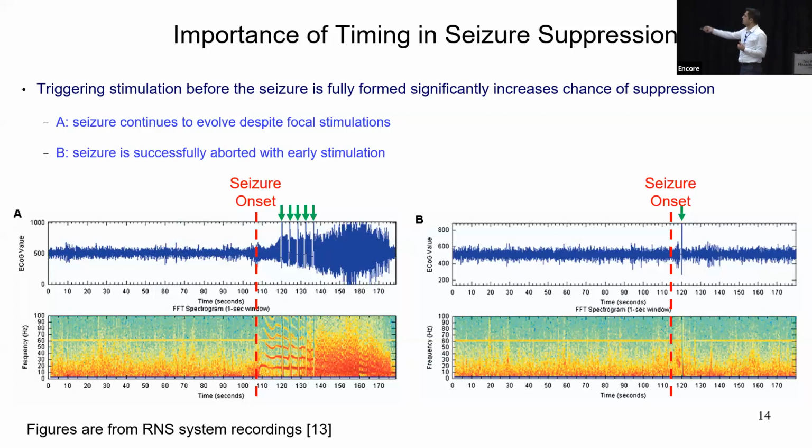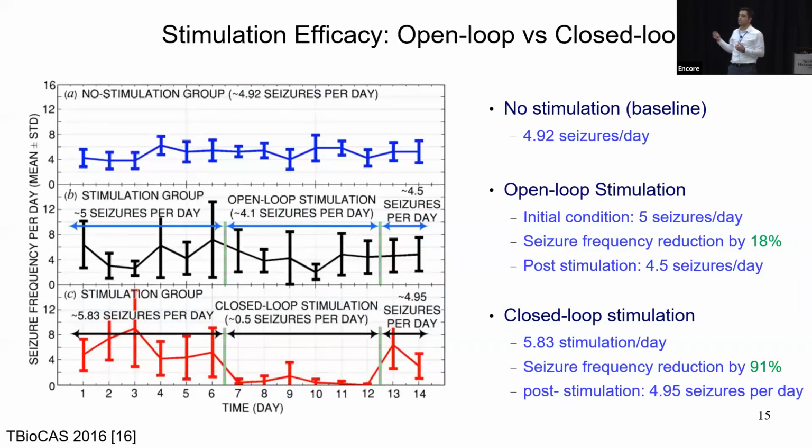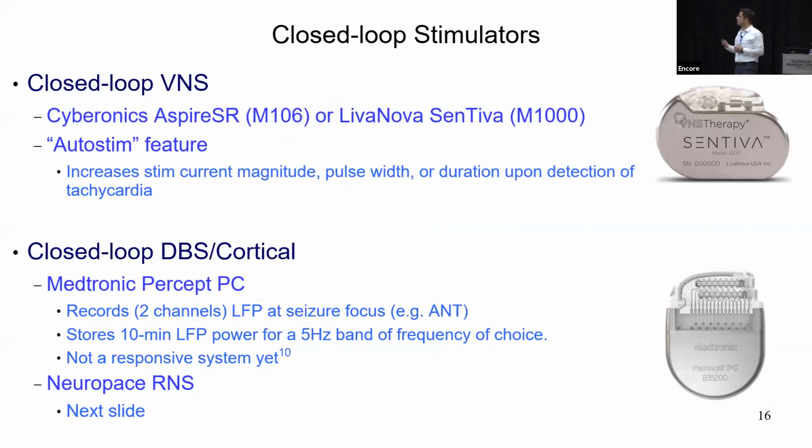More statistical data has been shown in this work from 2016, where the authors used a statistically significant number of rodents with an epilepsy animal model, and grouped them into no stimulation, open loop stimulation, and closed loop stimulation. They showed that with closed loop stimulation, we can get a lot more reduction in the number of seizures per day compared to open loop. And this is due to the importance of timing of stimulation.